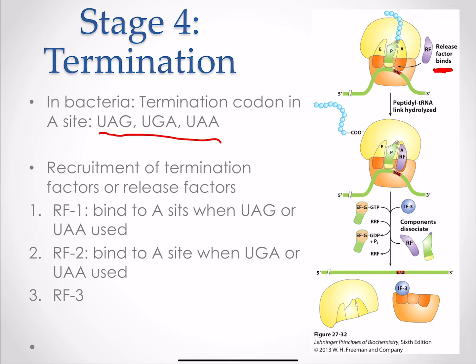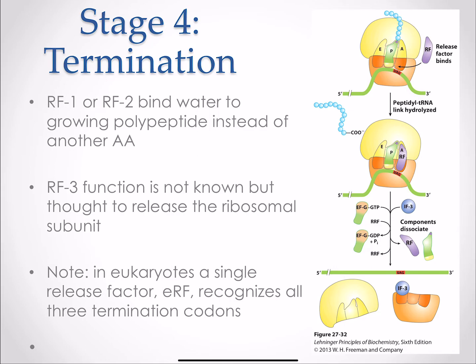So you have a UAG or a UAA in the messenger RNA, and then you'll get release factor 1 that binds. If you have a UGA or a UAA, you'll get release factor 2. And then release factor 3 is always going to be associated with this. If release factor 1 or 2 binds, they will bind to water. They'll add water to the growing chain instead of another amino acid. And release factor 3 is thought to help release the ribosomal subunits.